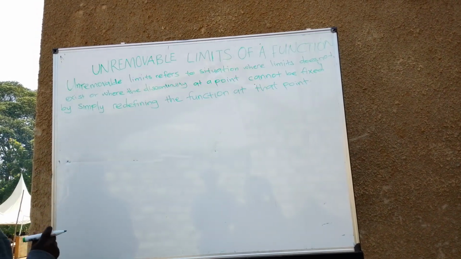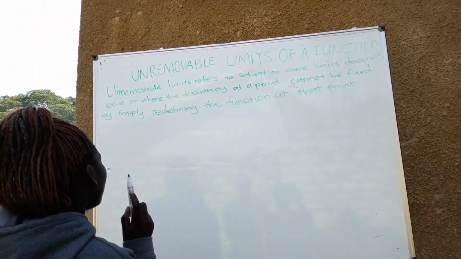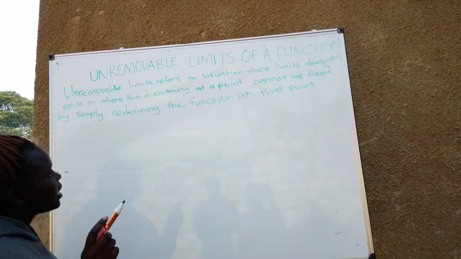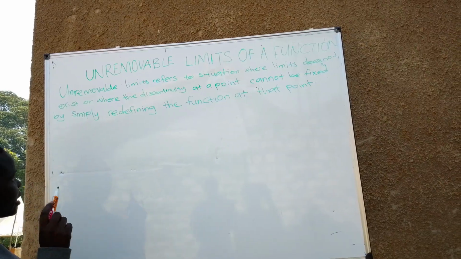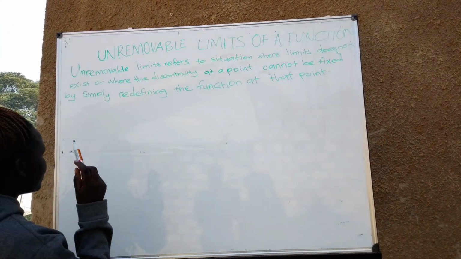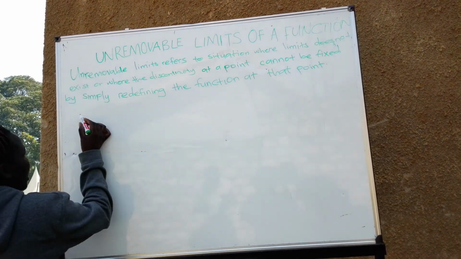I'm Naida, and I'm going to take you through unremovable limits of a function. First of all, unremovable limits refer to a situation where limits do not exist or where the discontinuity at a point cannot be fixed simply by redefining the function at that point. Types of unremovable limits.